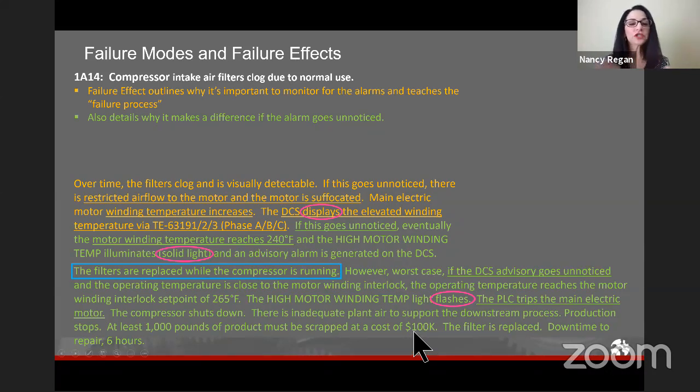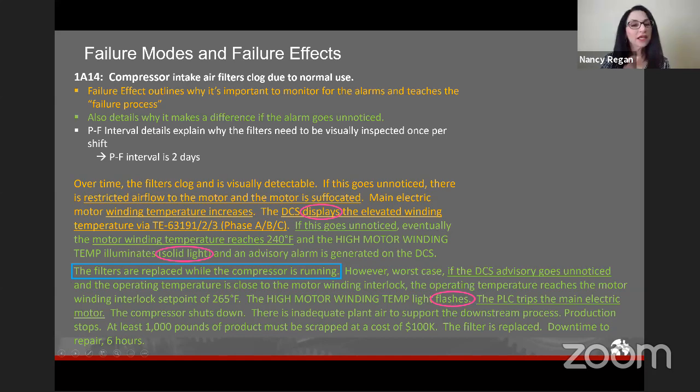See, it also details why it makes a difference if the alarm goes unnoticed, because a lot of times in our environments, you know, like I said, the light lights or it's flashing or you hear this or you see that and people just silence it because they don't really understand why and what's going on.